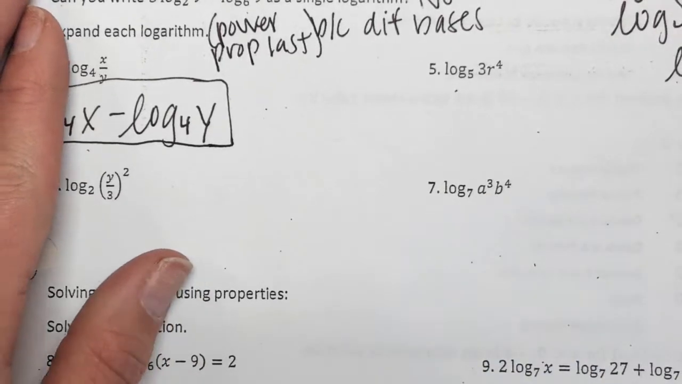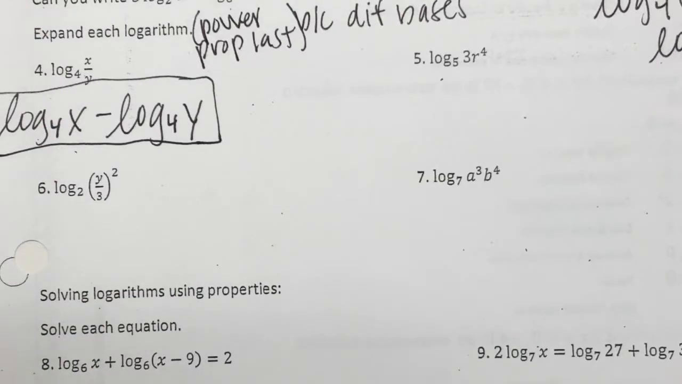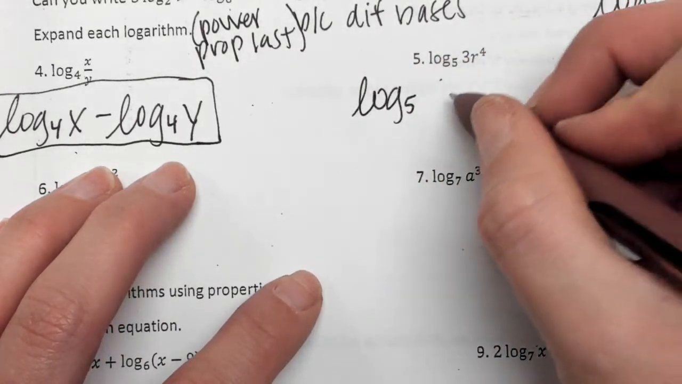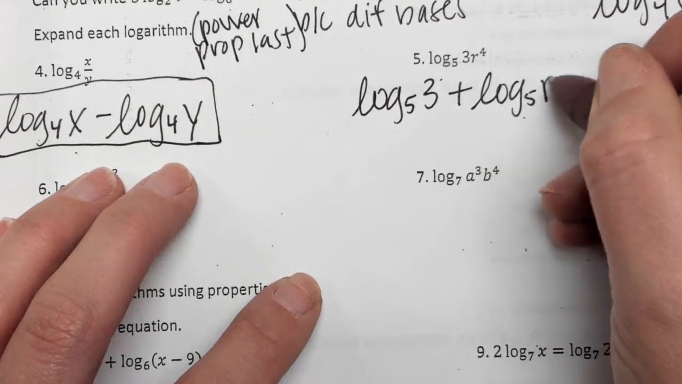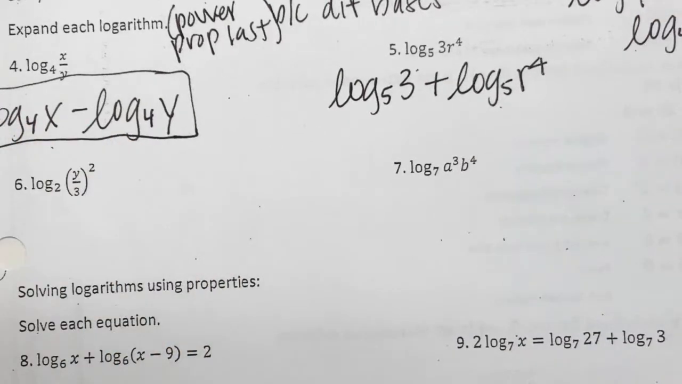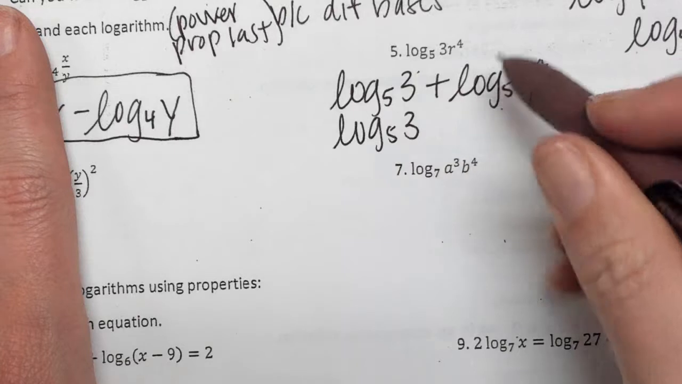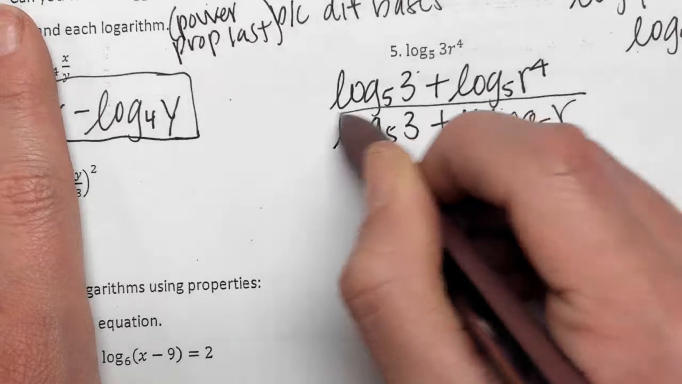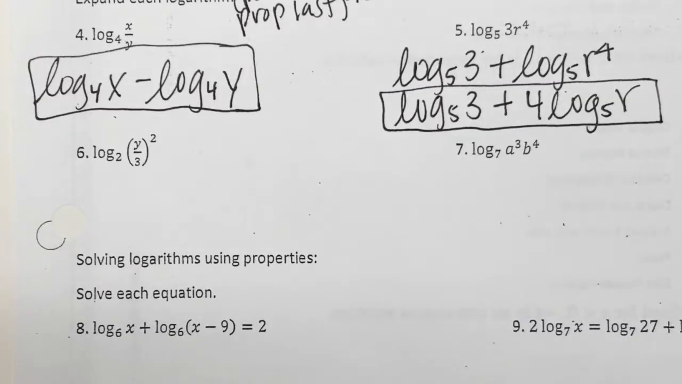Is there another property? Yes, which one? Good. Okay, which one should we do first? Yes. Okay, so this is going to be log 5 of what? Keep going. Plus log 5 of. Very good. And now we do power property. So this I'm going to leave the same, log 5 of 3. This one I'll rewrite it as plus what? Very good. Alright, try number 6 and 7 on your own.